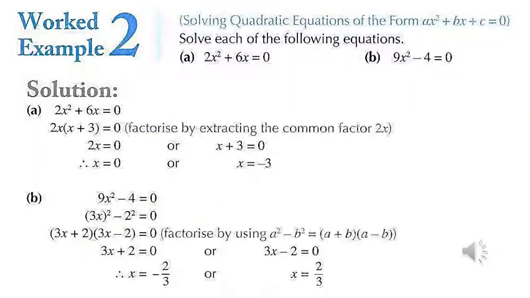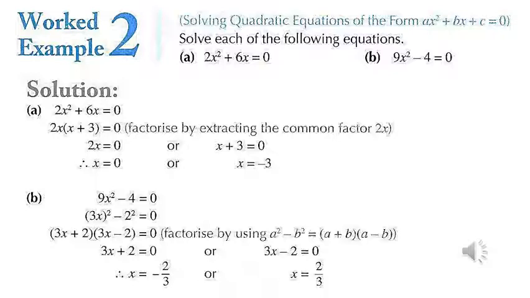Worked example 2. Solve each of the following equations. To solve these equations, first we have to factorize them. Part A, 2x square plus 6x is equal to 0. To factorize the equation, take 2x as common. Then we have 2x in bracket x plus 3 is equal to 0. This is the simple type of factorization in which we just take a common factor.